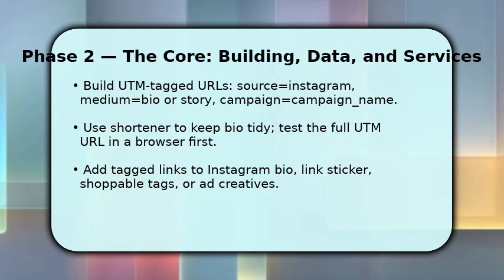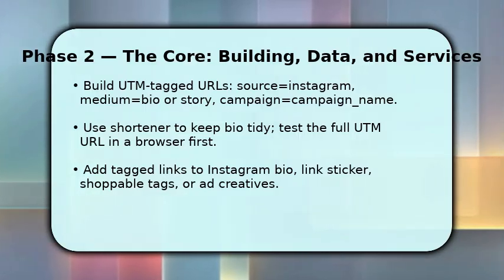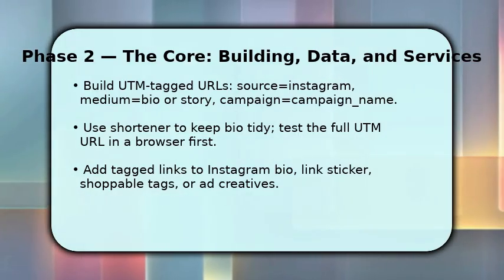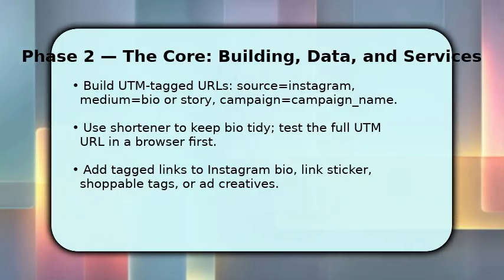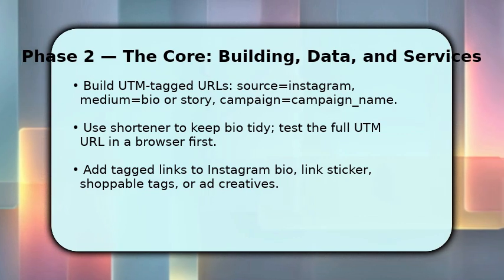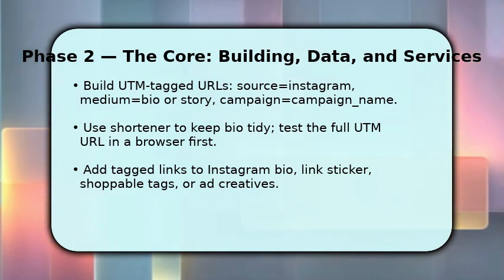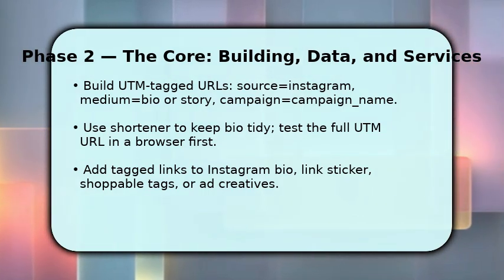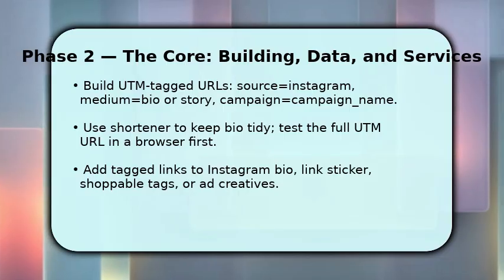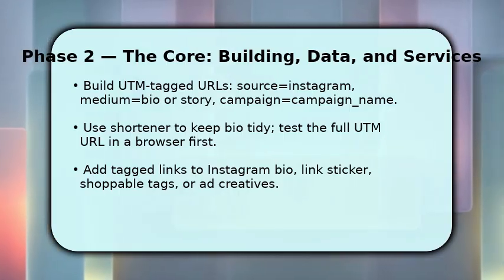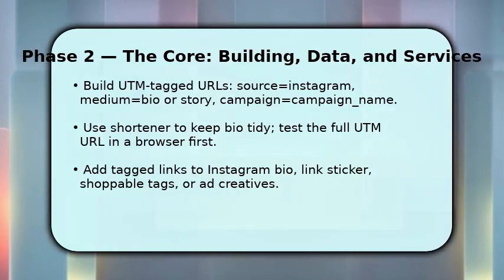After building the URL, test it in a browser to confirm the redirect and parameter persistence. Then shorten for aesthetics if desired, but ensure the shortener preserves UTMs. Finally, replace the Instagram bio link or add the link sticker to stories and ads. This pushes tagged traffic into GA4 and maintains reliable session attribution.